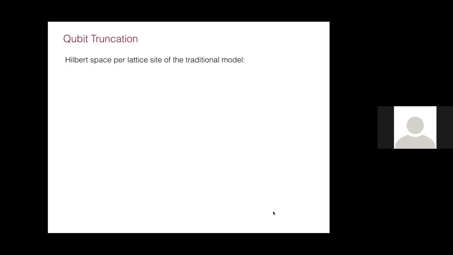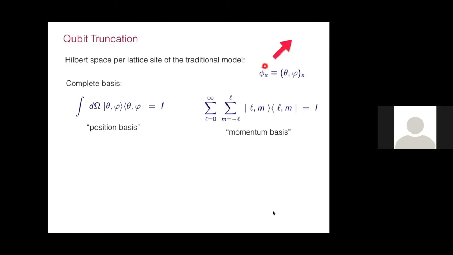The Hilbert space per lattice site of the traditional model can be understood as follows. You think about the phi. Remember, phi is one of the variables in our theory, and so it's a point in your space, right? If you think about the Hilbert space, that Hilbert space lives in an infinite dimensional space at every point on theta phi. It's a point on your sphere, and it lives in an infinite dimensional space at every space-time point.